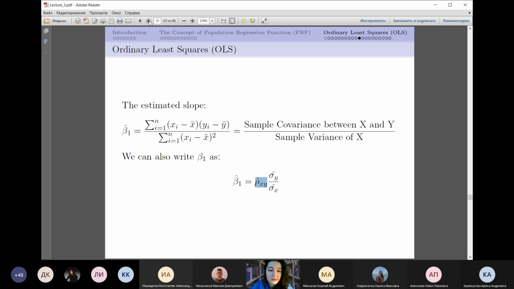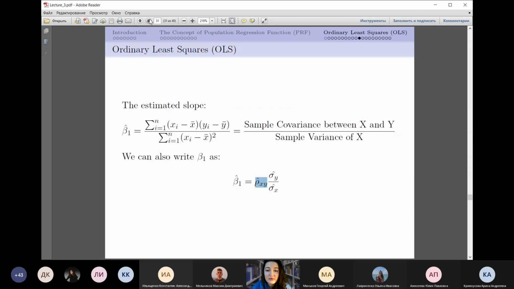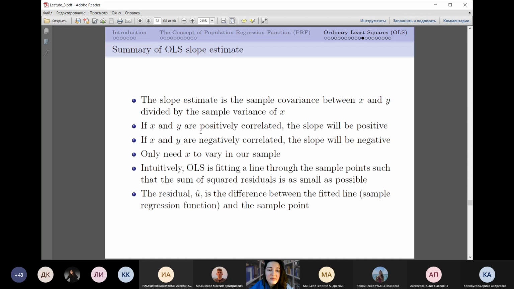Let's continue. So let's summarize the idea of the ordinary least squares slope estimate. You can see that the slope is just the sample covariance between x and y divided by the sample variance of x. You can see this from this formula. So this is the logic of this method. And if x and y are positively correlated, it means that the slope will be positive.